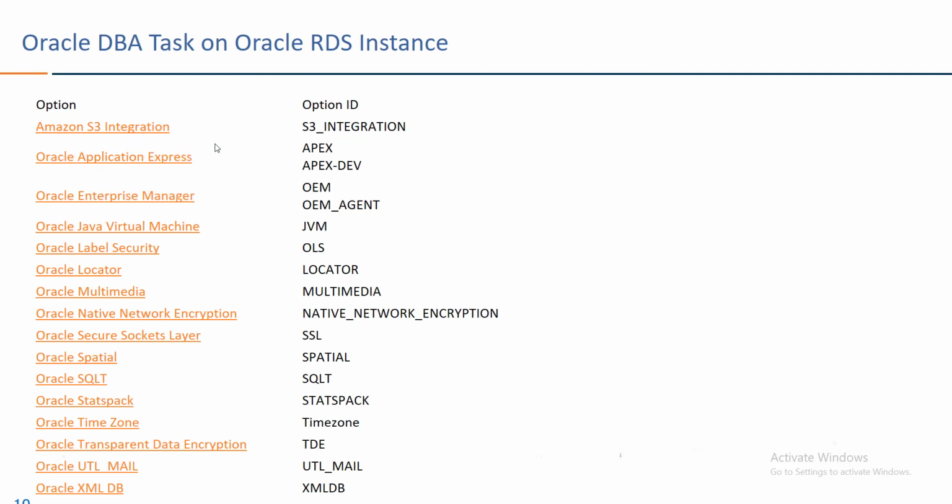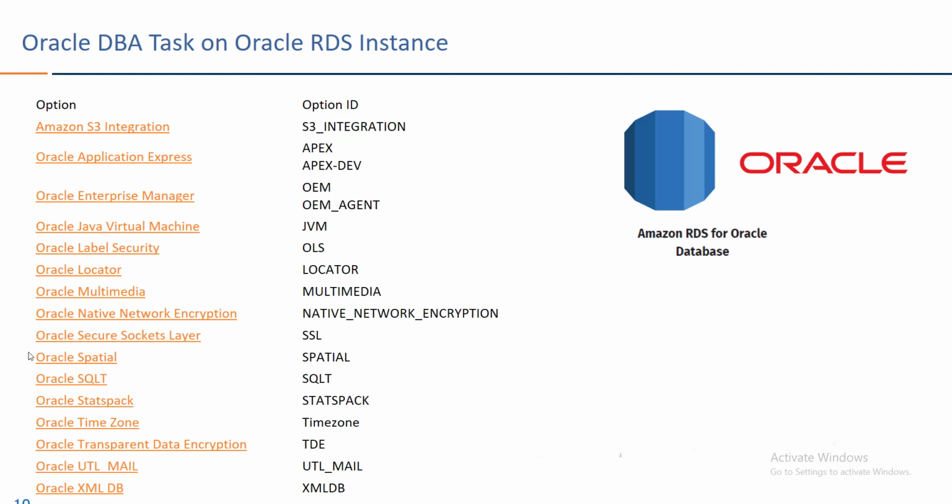If you want to integrate your RDS with S3, the most important option is this one, time zone. If you want to install XML DB, you have to enable this. Also important are time zone and transparent data encryption. If you want to create any tablespace with transparent data encryption, you can't create it if your option group has not included this parameter. So you have to create your own option group and add this parameter. We'll see that in the lab.